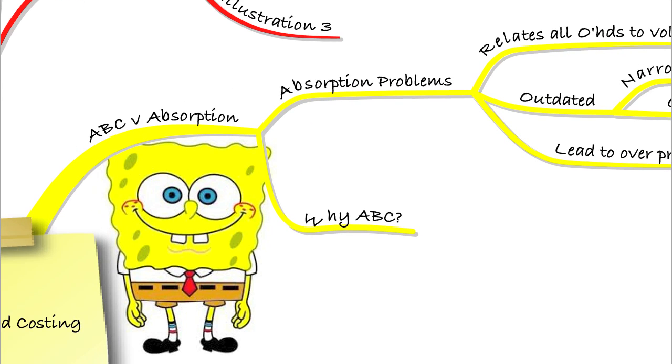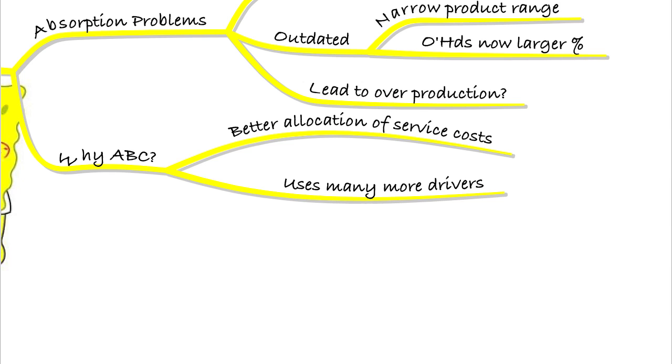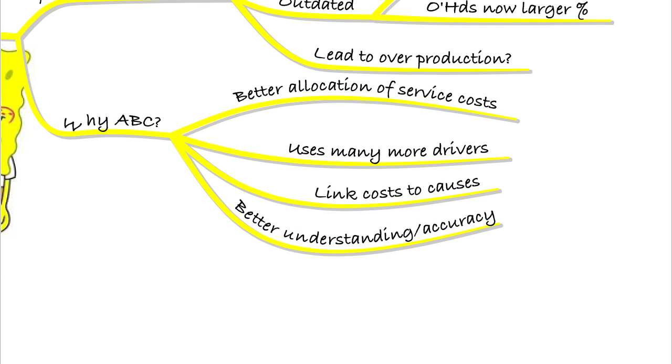Why should we use ABC then? Well, because it should lead to a better allocation, for example, of service costs. For example, canteen costs we can allocate out more easily. It uses many more drivers, so it looks at what's actually causing the cost, and links those costs to causes. So we should get a more accurate costing per unit. By looking at those costs, we should also get a better understanding of the costs. We should get better accuracy when it comes to maybe standard costing or getting our cost per unit. So we should get a better understanding of our overall costs and a more accurate cost per unit.